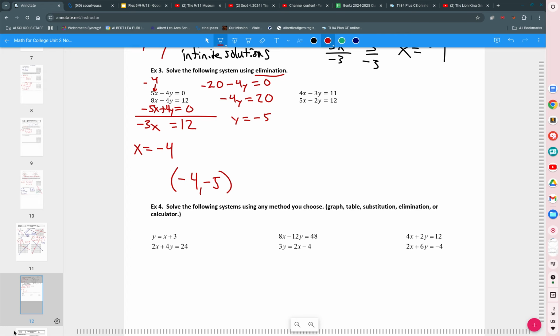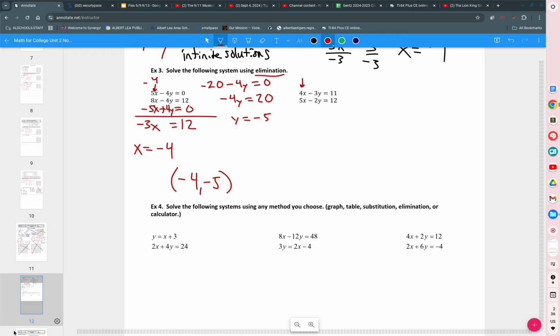And finally, our last example is, notice that none of these numbers are the same. So that's where you get a choice. Nunu, do you want the x's to go away or the y's? It's up to you. You can't make a wrong choice.